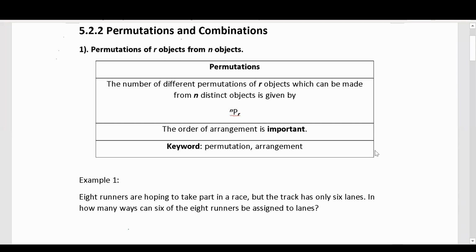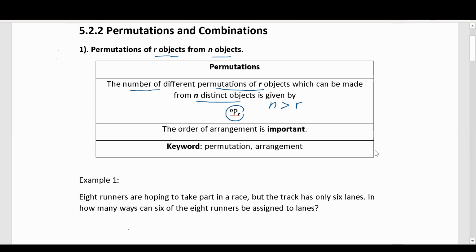Hi, in this lesson we will discuss the permutations of r objects from n objects. The number of different permutations of r objects which can be made from n distinct objects is given by nPr, where n is an integer and n is greater than r, which is also an integer.